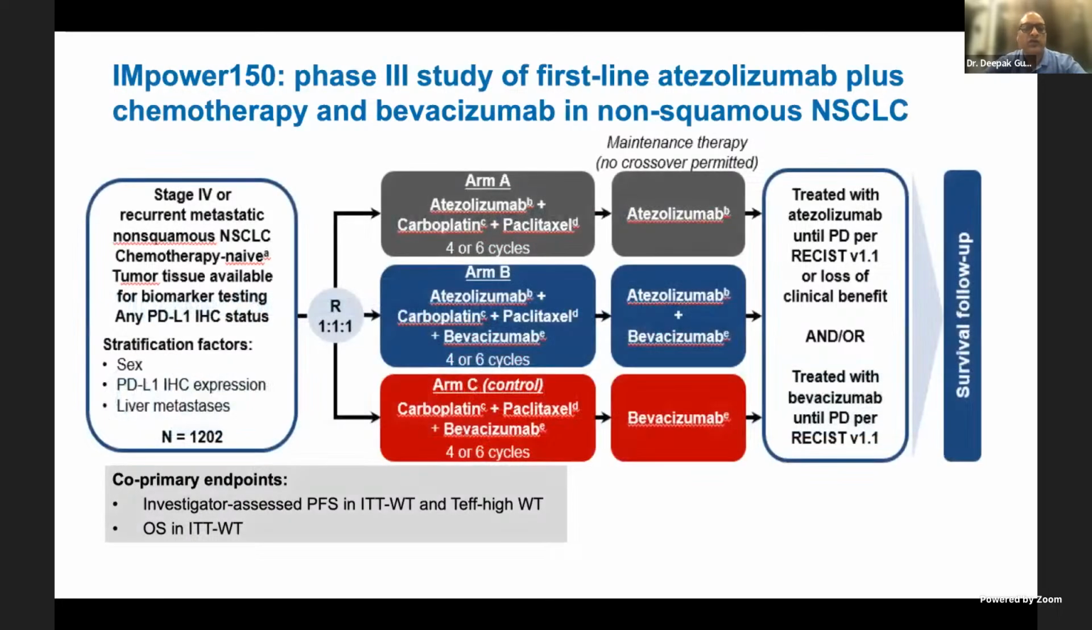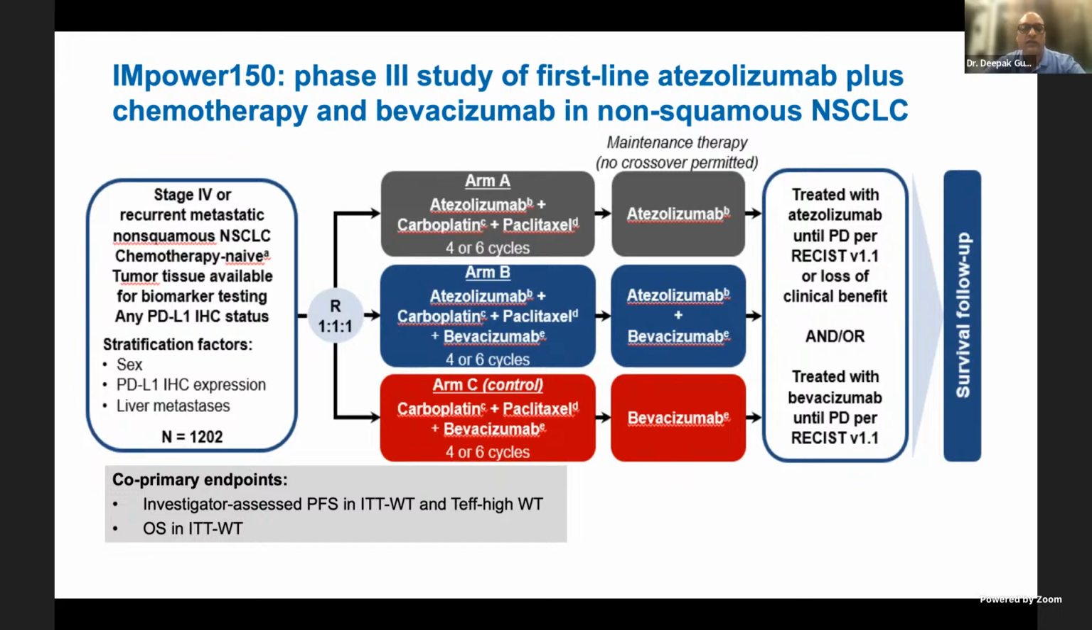In this trial, patients had stage 4 or recurrent metastatic non-squamous NSCLC, were chemotherapy naive, and had tumor tissue available for PD-L1 status. They were randomized into 3 arms in a 1:1:1 ratio. The control arm was carboplatin plus paclitaxel plus bevacizumab for 4 to 6 cycles, followed by bevacizumab maintenance. Arm B was atezolizumab plus carboplatin, paclitaxel and bevacizumab for 4 to 6 cycles, followed by atezo plus bev maintenance.